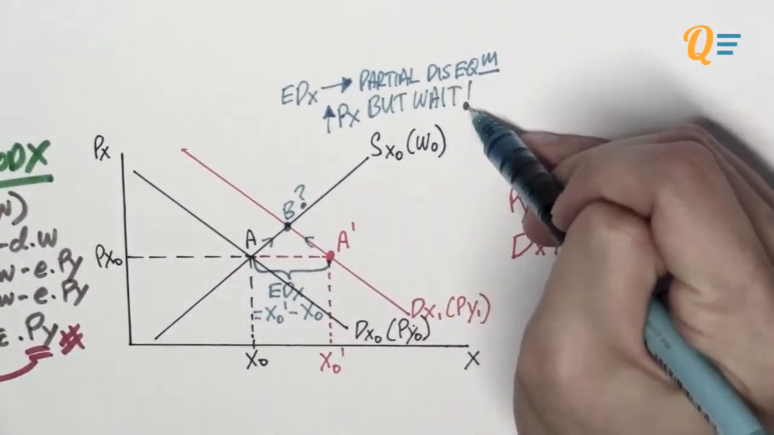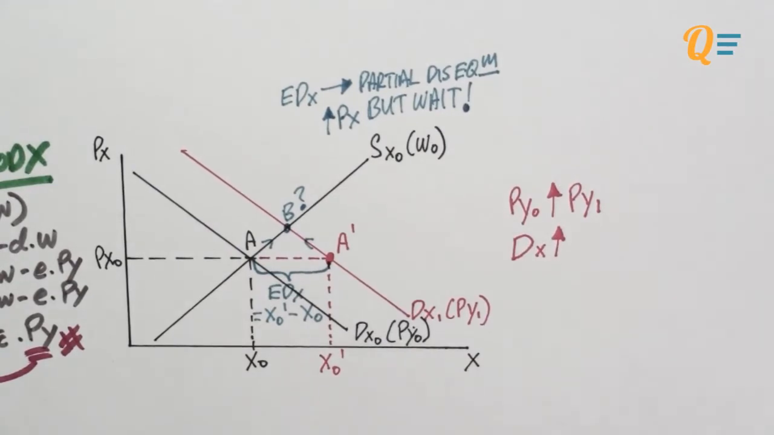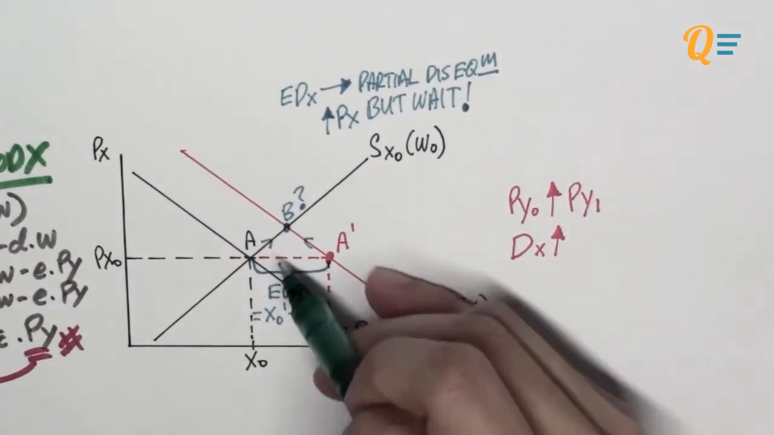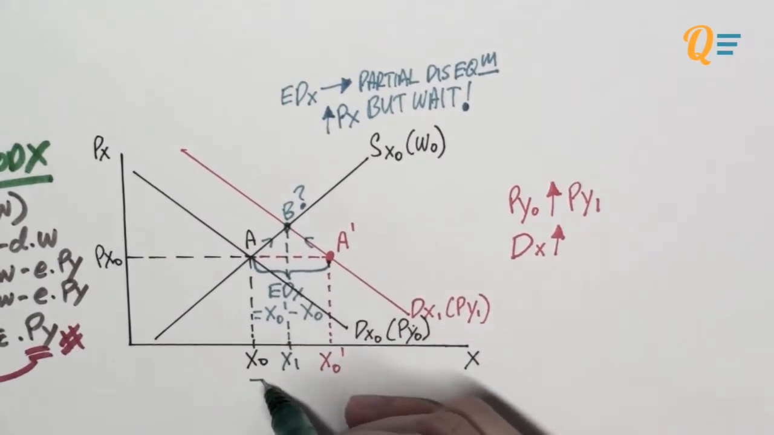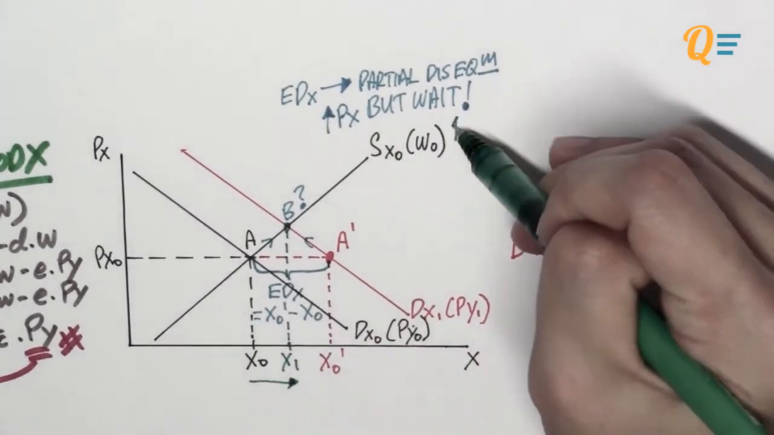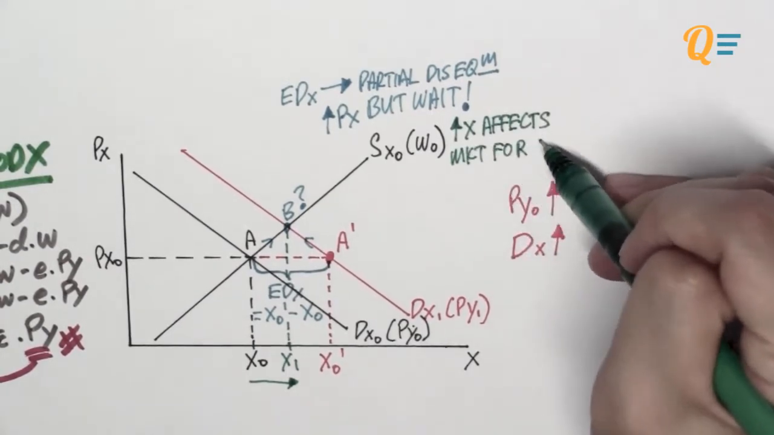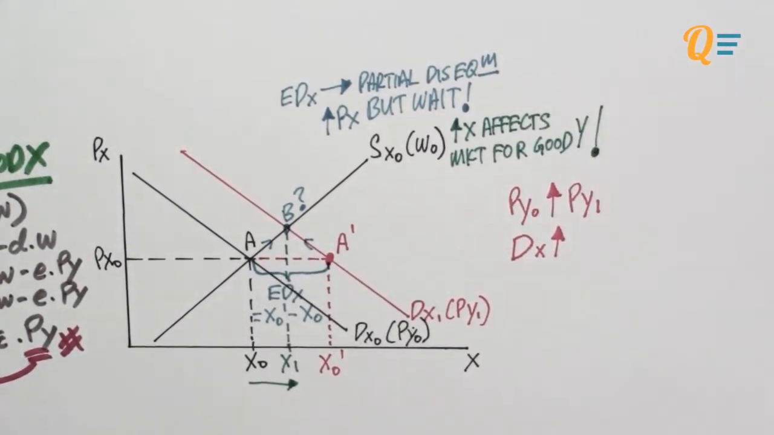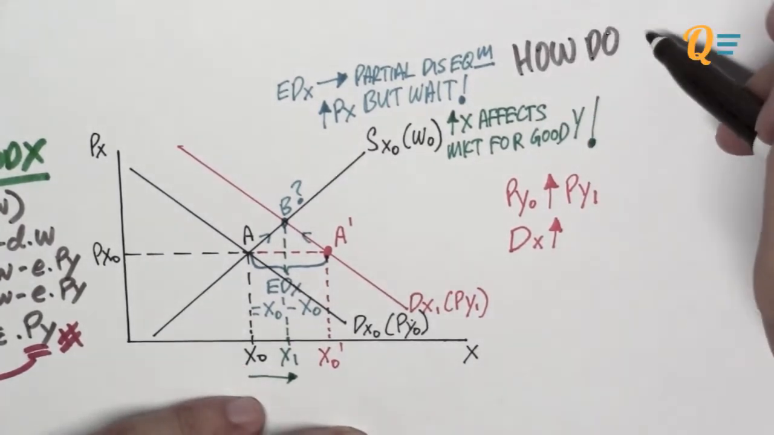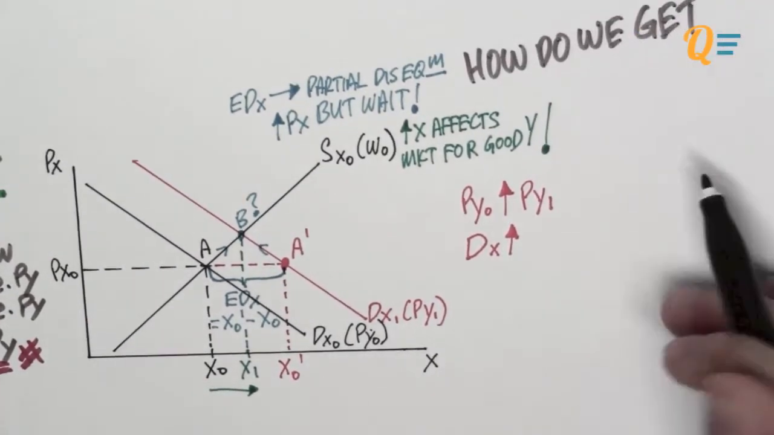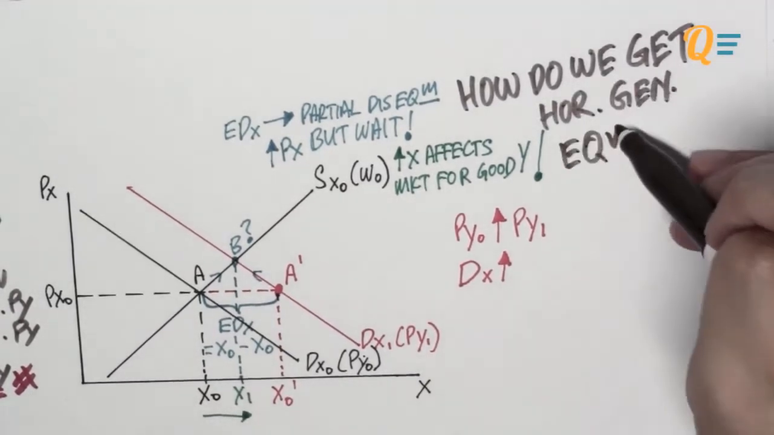But wait, this increase in the price of X, which will cause an increase in the demand for X, as you can see over here in the new equilibrium, this increase in the demand for X would actually affect the market for good Y, because good X and good Y are substitutes, so you have to consider good Y as well. So how do you get horizontal general equilibrium then?